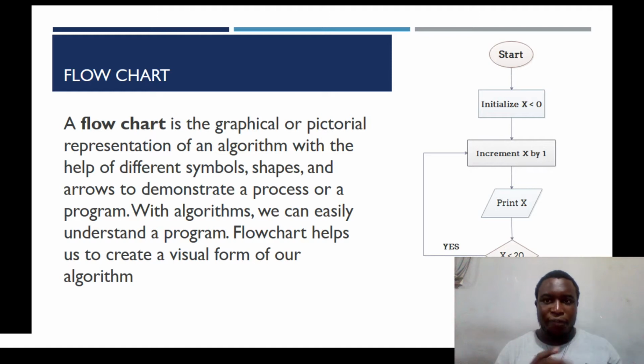So the flowchart, as you can see on the right, this is what a flowchart looks like. A flowchart is the graphical or pictorial representation of an algorithm with the help of different symbols, shapes and arrows to demonstrate a process or a program. With algorithms, we can easily understand a program. Now, the flowchart helps us to create a visual representation of the algorithm we've written. The algorithm is in place already, but with the help of the flowchart, we have something we can see, a pictorial representation. That is what the flowchart is.